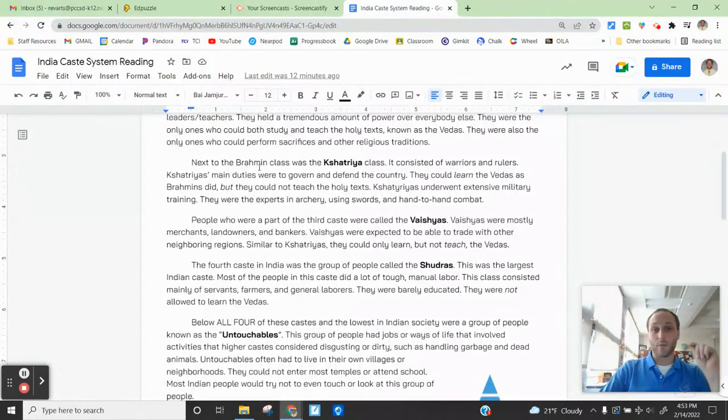Next to the Brahmin class was the Kshatriya class. It consisted of warriors and rulers. Kshatriya's main duties were to govern and defend the country. They could learn the Vedas as Brahmins did, but they could not teach the holy texts. Kshatriyas underwent extensive military training. They were the experts in archery, using swords, and hand to hand combat.